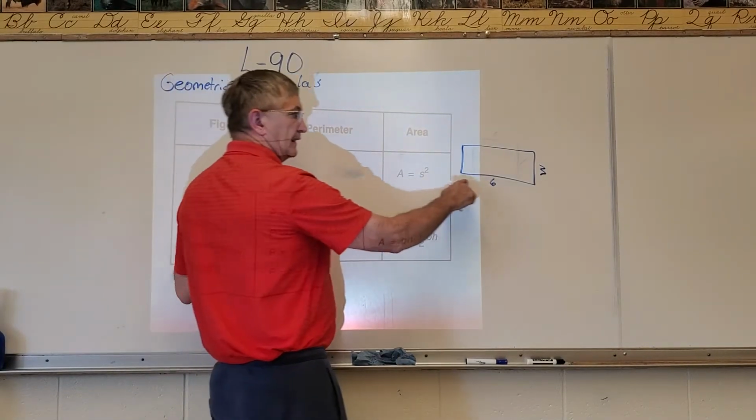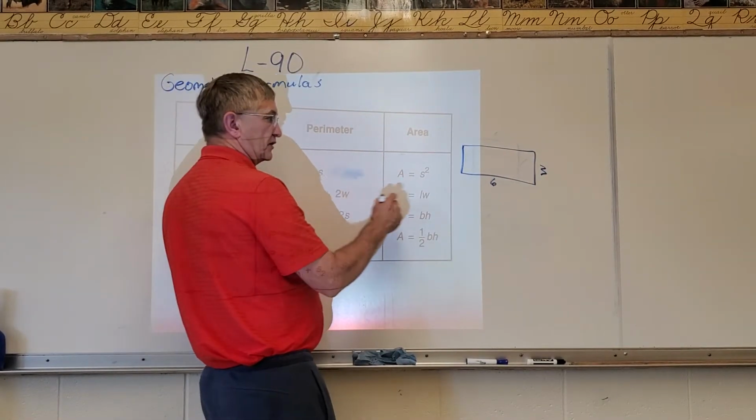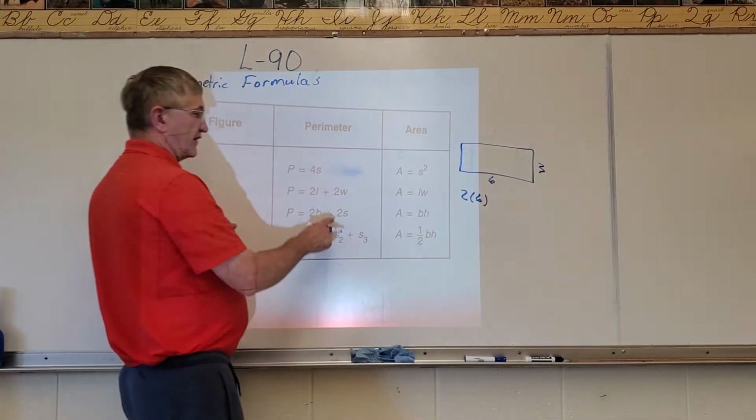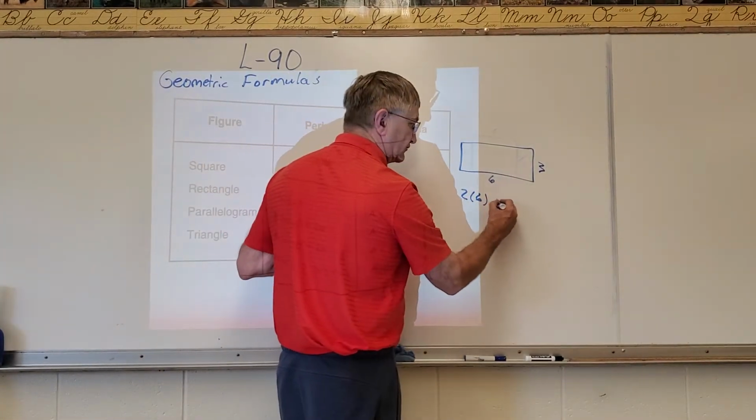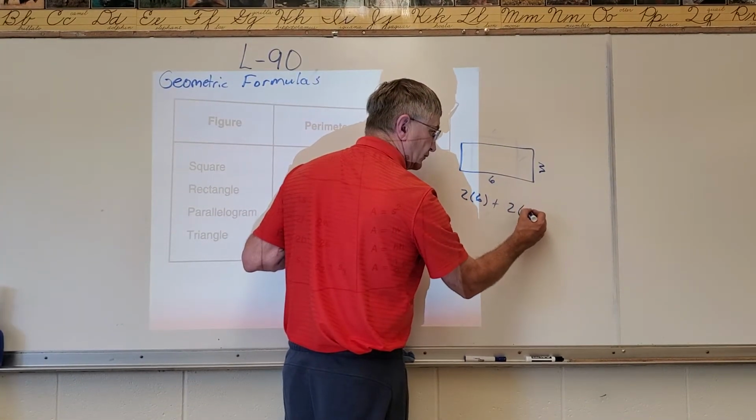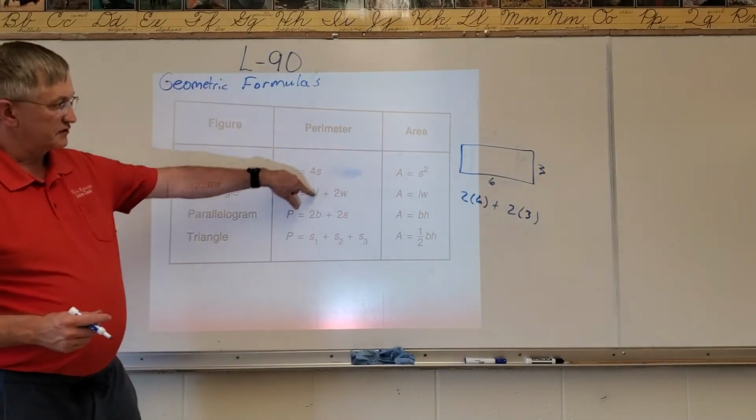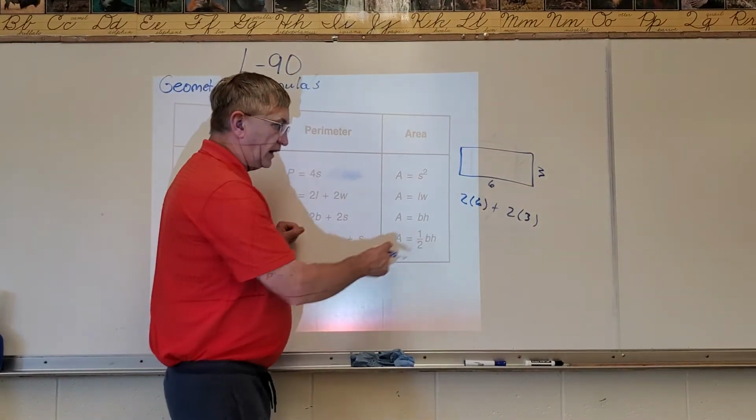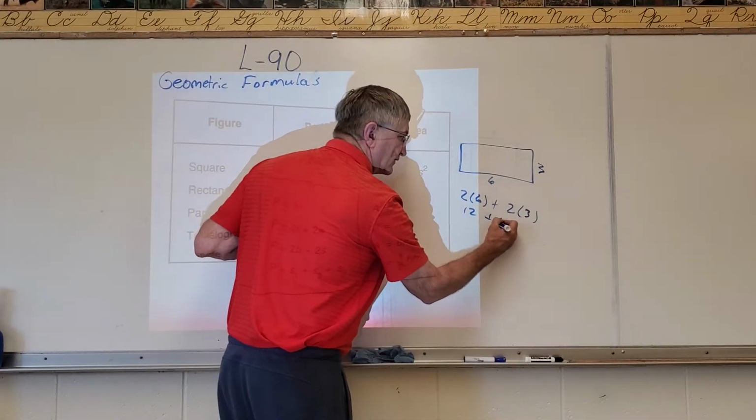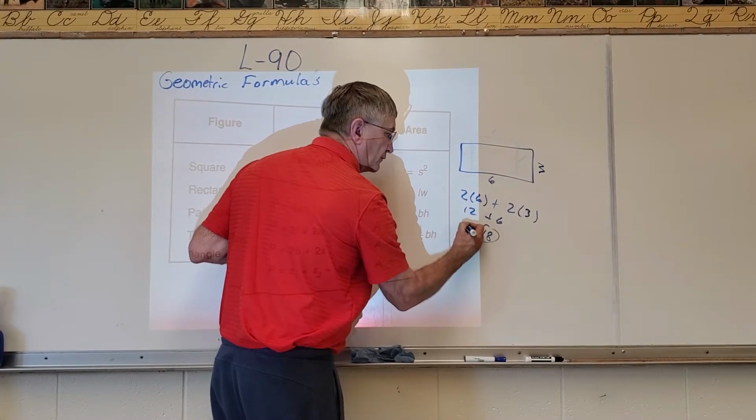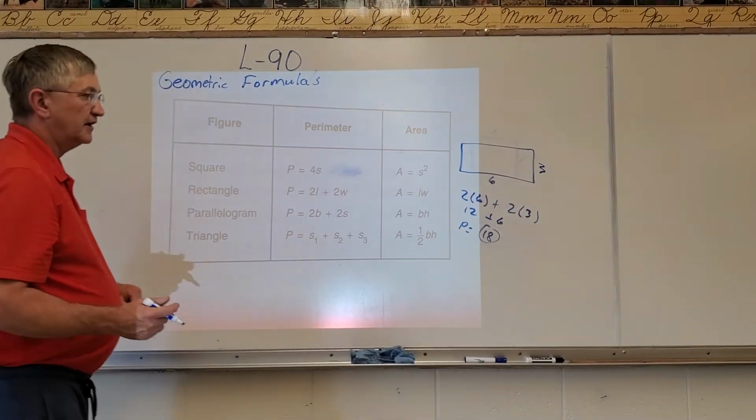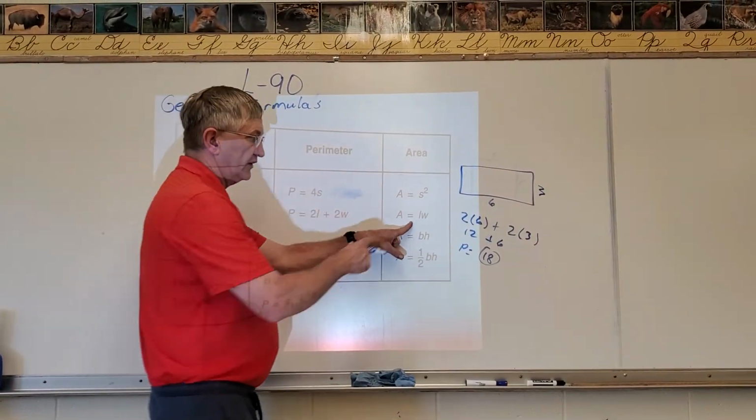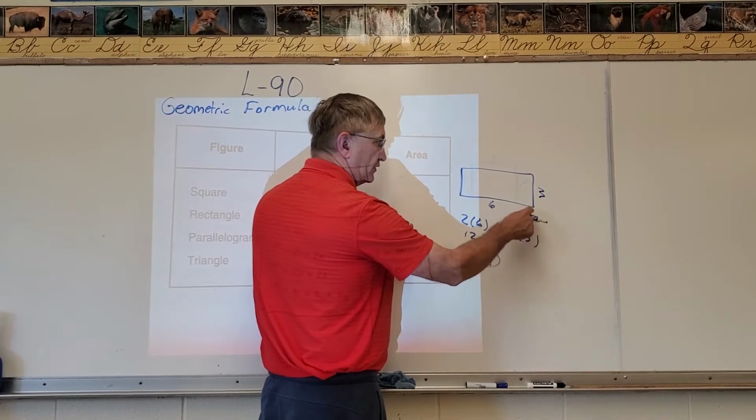I have 2 lengths, and so I'm going to go 2 times 6. And then we have the other side, the width, 2 times W, which is 3. So again, 2 times the length, which is 6, plus 2 times the width, which is 3. So the total is 12 plus 6, which equals 18. So the perimeter of this equals 18. Now by the same token, if I wanted to find the area, it equals length times width. We learned this earlier. Length is 6, width is 3.